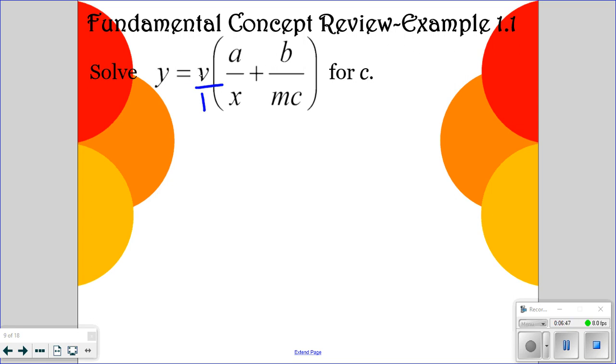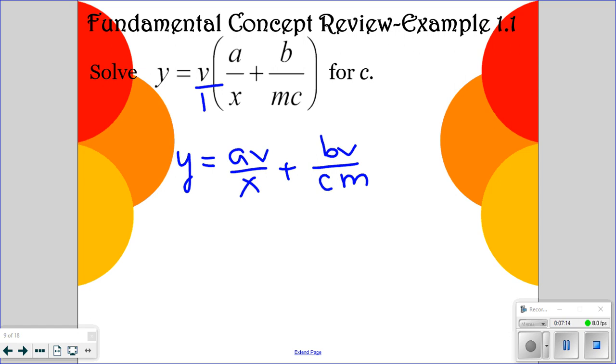So the V is only going to distribute to the numerator, and then the 1 is going to distribute to the denominator. So our equation is going to become Y equals that A times V over X is going to be the first term. And then for the next term, it's going to be BV over CM. And so that takes care of your parentheses.